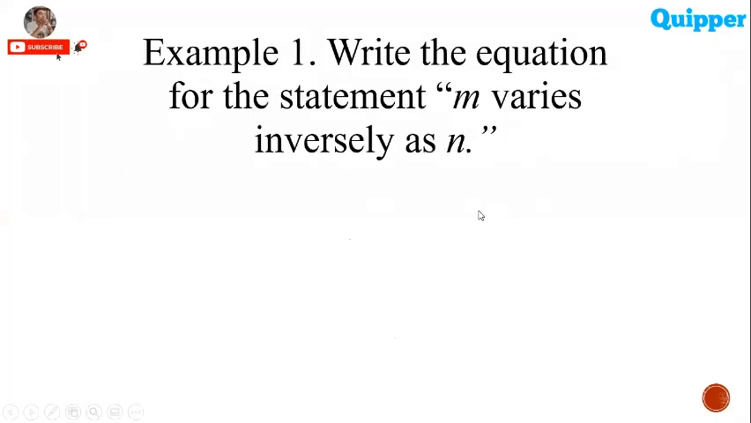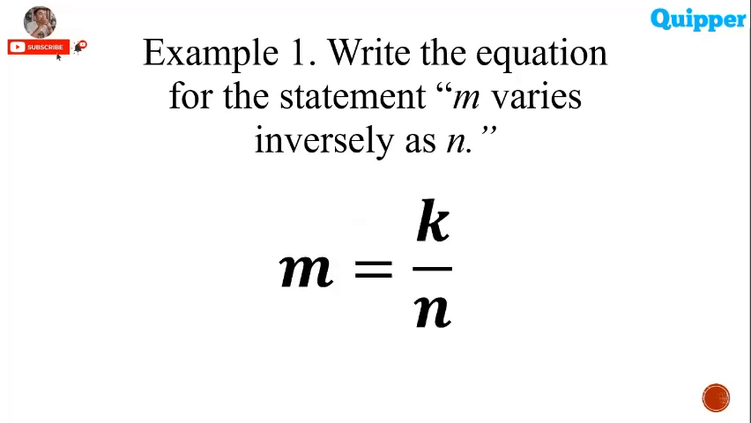For example, write the equation for the statement m varies inversely as n. We need to turn this variation statement into a mathematical sentence. Take note of the order. We have m is equal to k divided by n. M varies inversely as n. Again, k is the constant of variation.